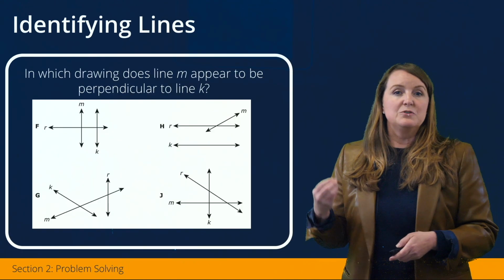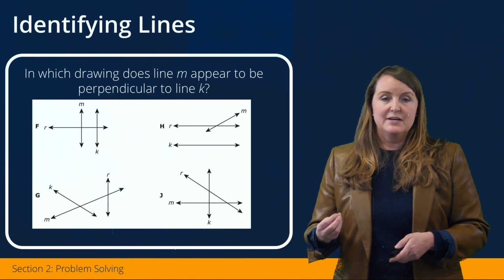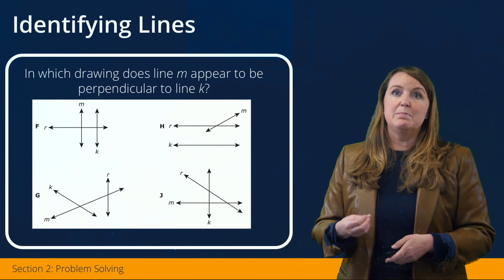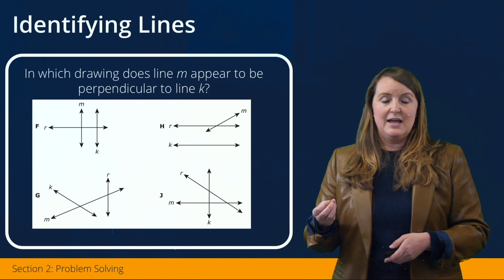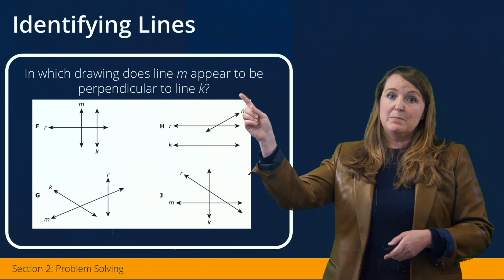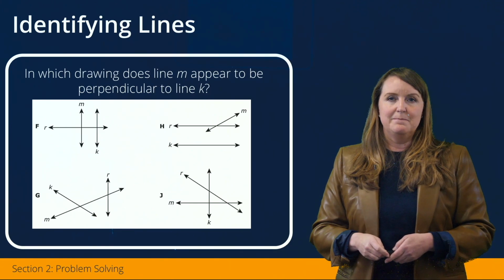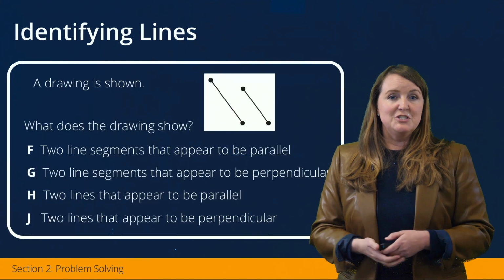In this example, students have to focus on lines. The question asks, in which drawing does line M appear to be perpendicular to line K? If students don't know what perpendicular means, it's going to be really difficult to answer this question. What about this question here?